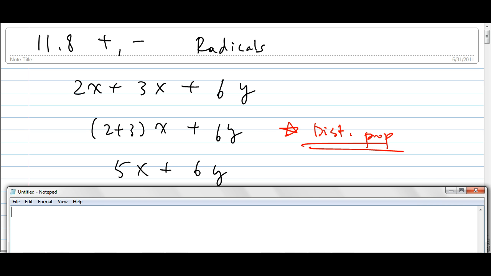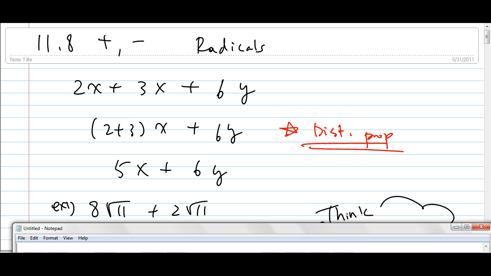A lot of you know this as gathering the like terms, but if you really think about it, how is it that you could gather the like terms? It's because of the distributive property. So if you know how to do this, you could do the rest for tonight, for 11.8, because it's the same idea. Can we add 5x and 6y? No, of course not. That's why.